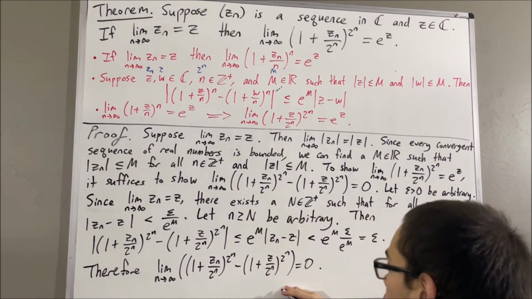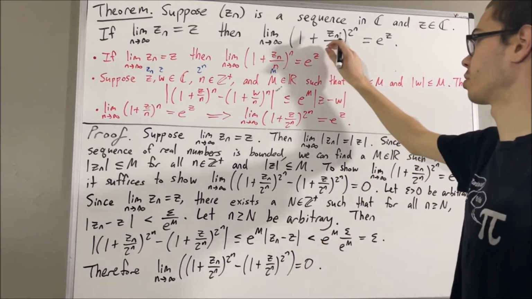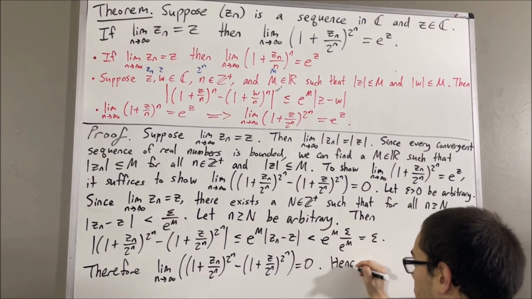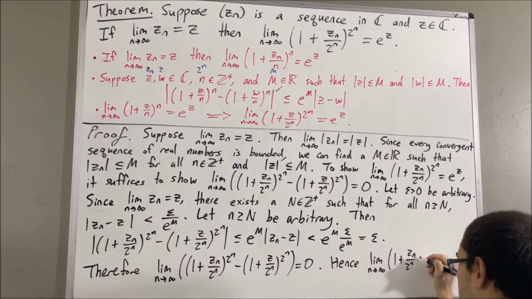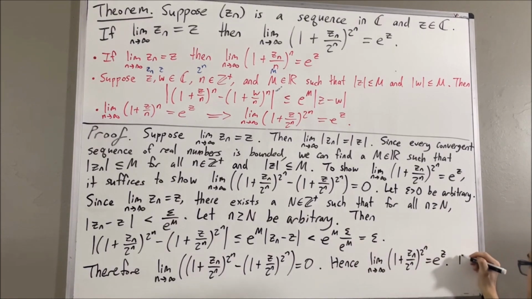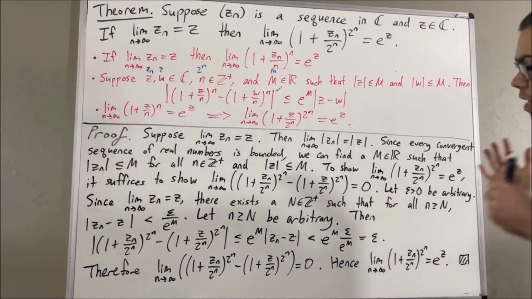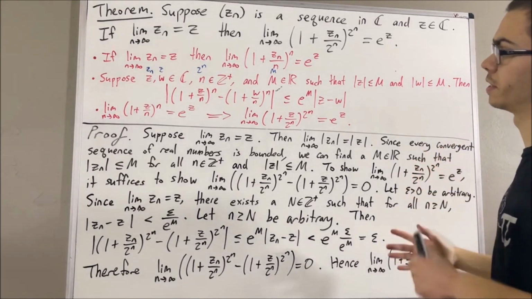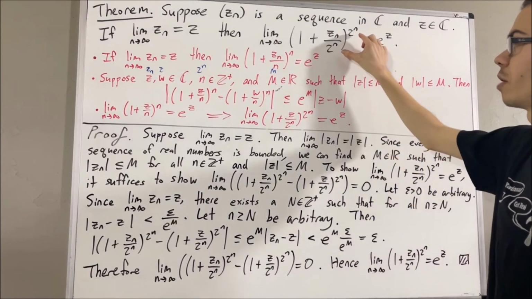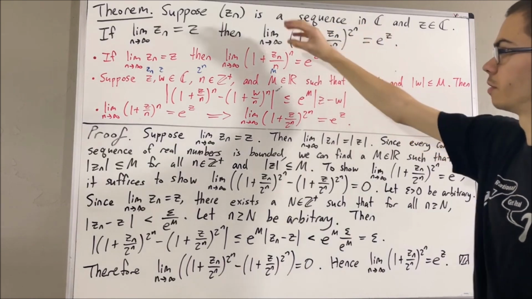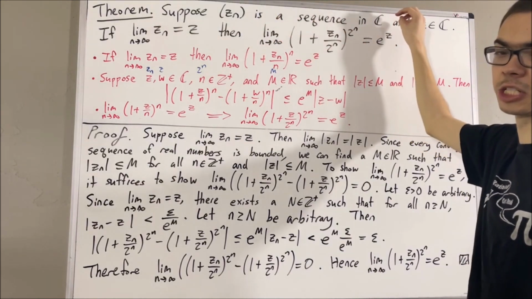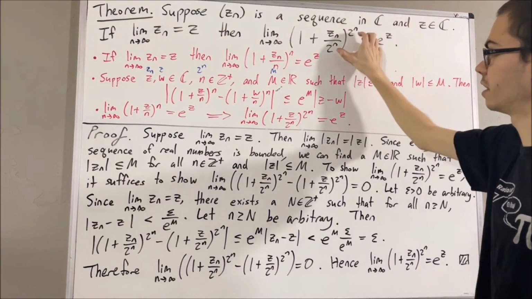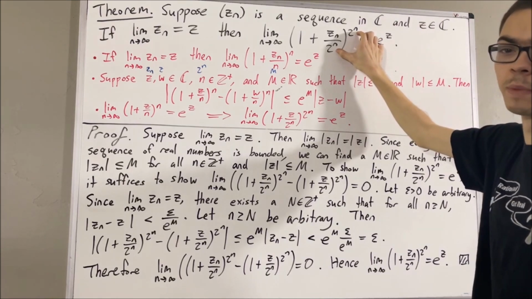But this was enough to show that this sequence converges to e to the z. And so this completes the proof. Now, as we reach the end of the proof, we realize that there's nothing really special about 2 to the n. So this fact could actually be generalized to any increasing sequence of positive integers.